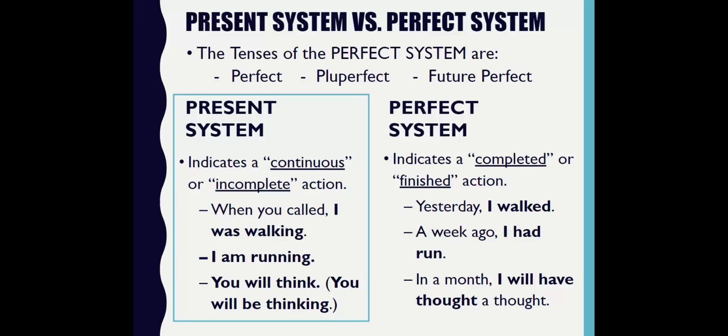this is the one that's usually a little bit harder to get behind because we have the word will. But in a month, I will have thought. A thought. Okay. Meaning that in a month, the thinking or the thinking about that thought will have been completed. It'll be finished. Okay. So the perfect system indicates a completed or finished action, while the present system indicates a continuous or incomplete action.